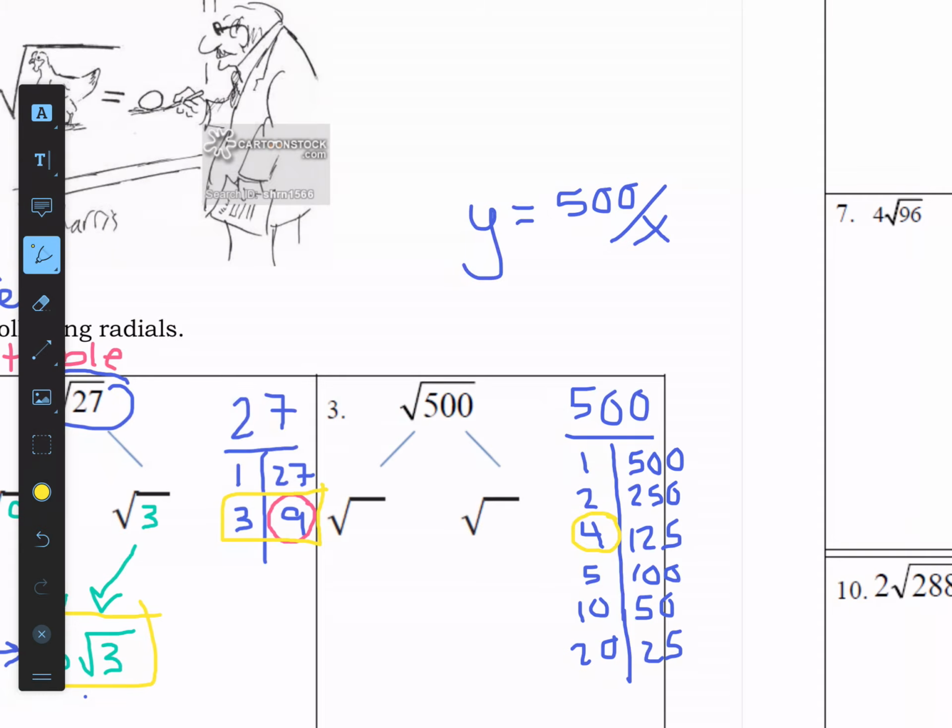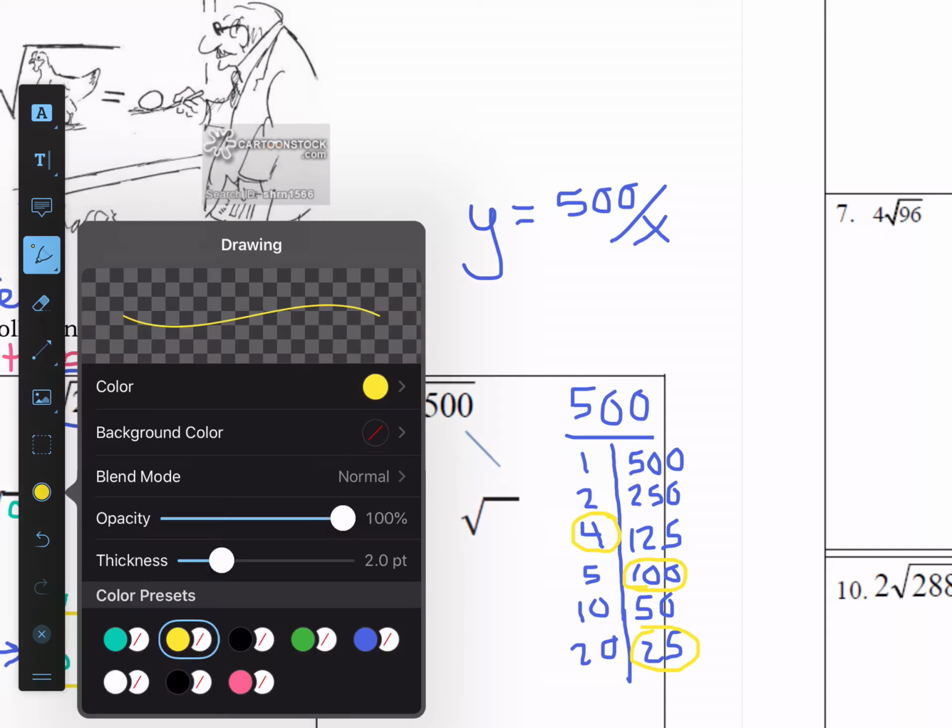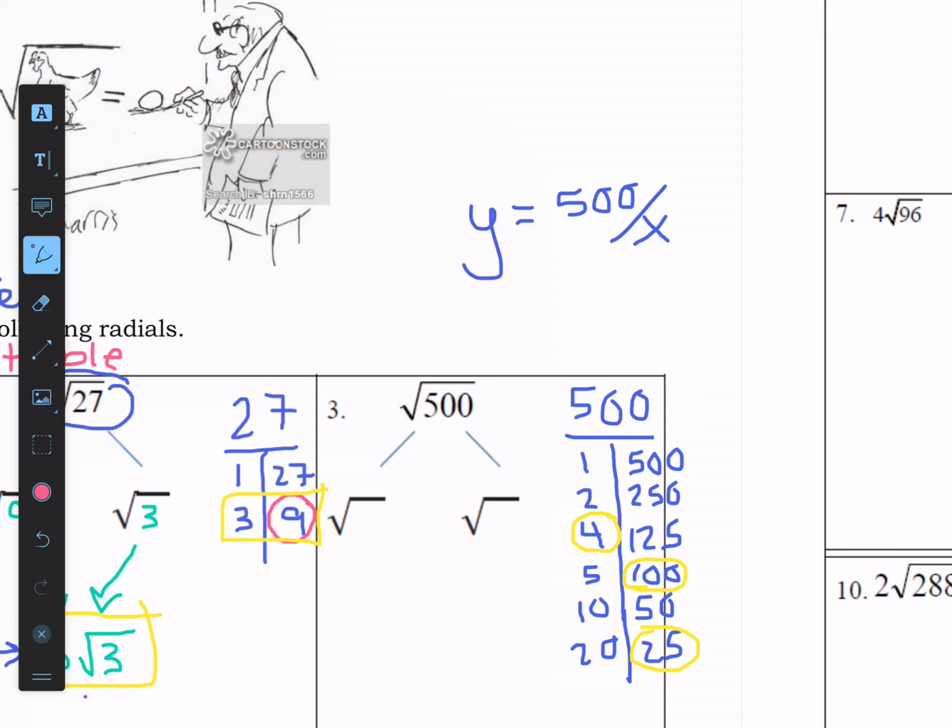Okay, well, boom, we've got 4. That's a perfect square. We've got 100. That's another one. And we've got 25. So we actually have 3 choices here for perfect squares, but you have to make sure we're looking for the largest perfect square. So my largest perfect square is 100. So that means that we are using 5 and 100.